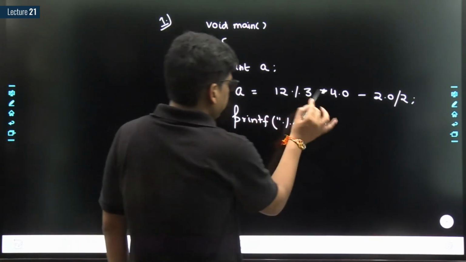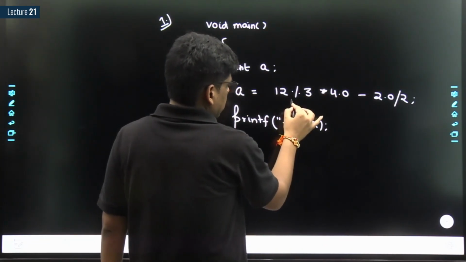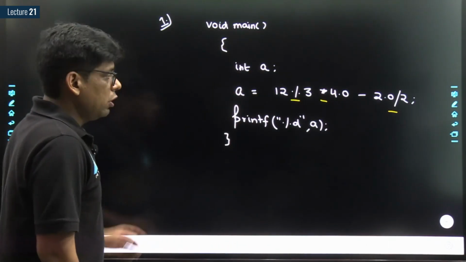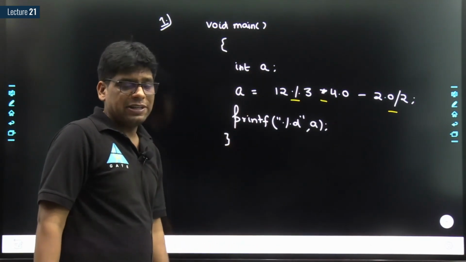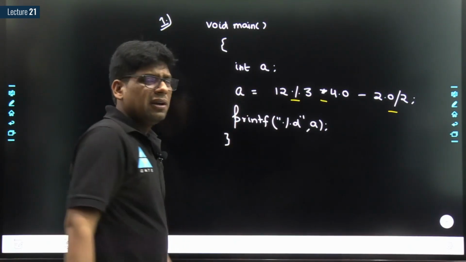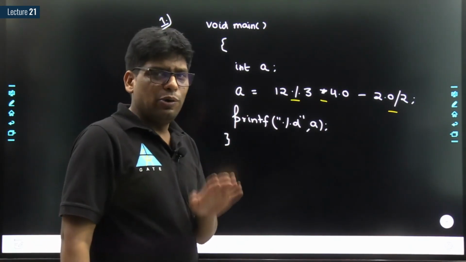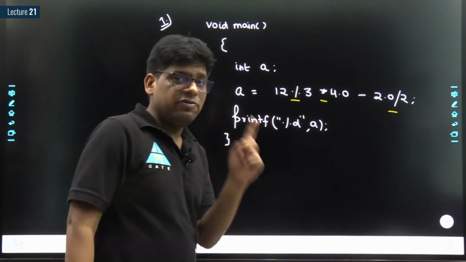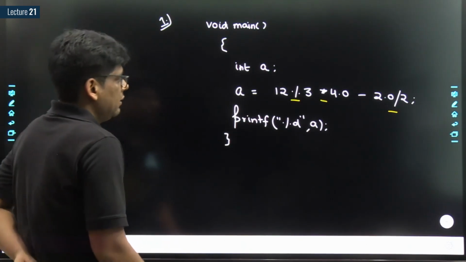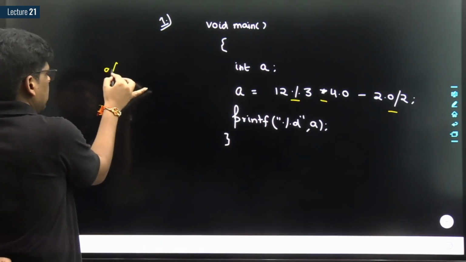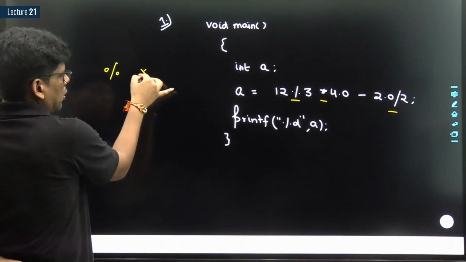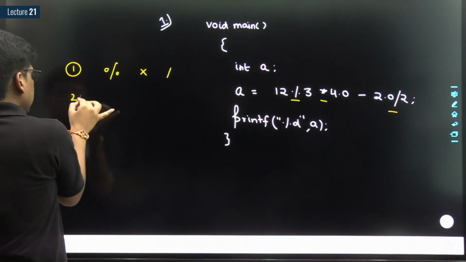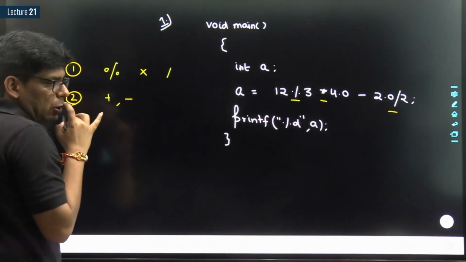Sir, we have different arithmetic operators: modulo, multiply, divide, minus. In order to find the value of this expression, even we have equal to also, but the priority of equal to is lowest among those operators which we have discussed till now. Modulo, multiply and divide are of same priority, but plus minus are of low priority.